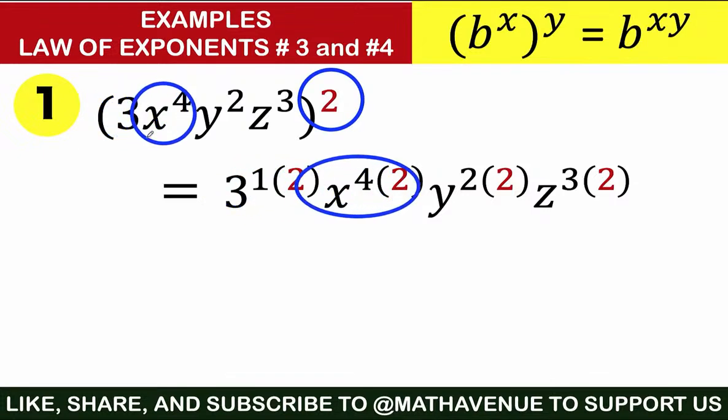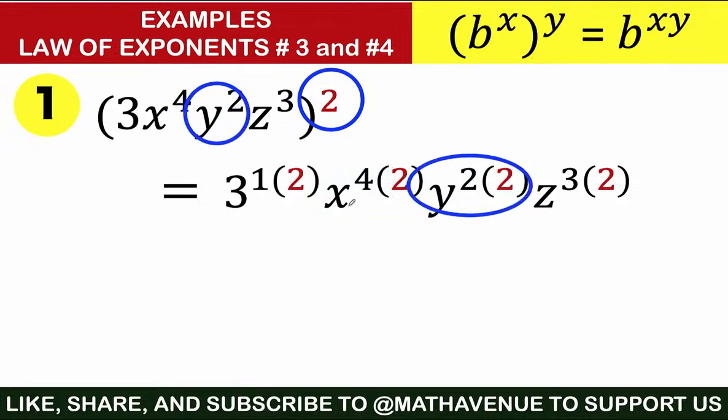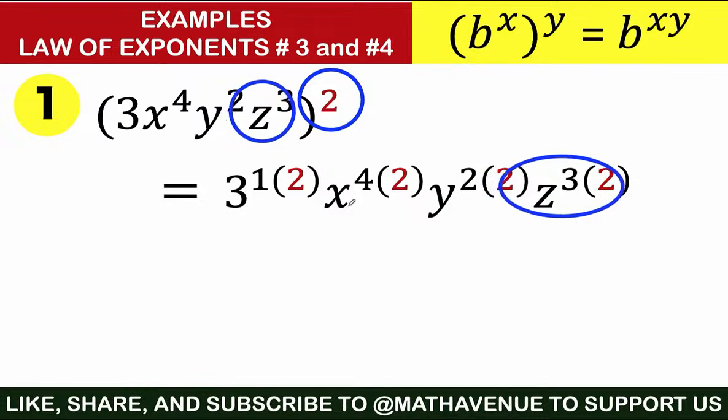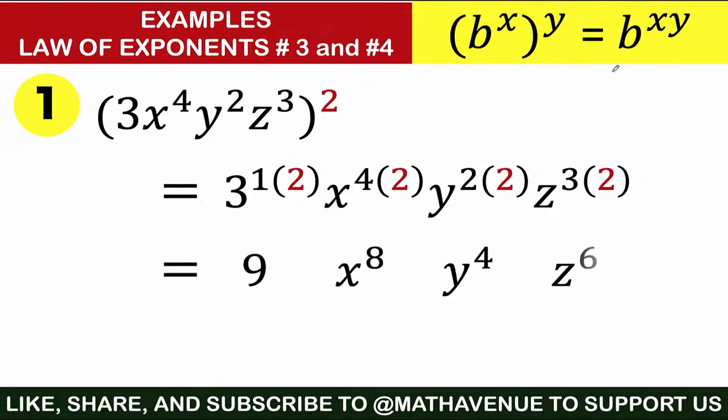Next is x to the 4th has an exponent 4, and you multiply it to this outside exponent 2 to get 4 times 2, and just copy the base. The same thing happened for y squared, that becomes y to the 2nd times 2, and for c cubed, that becomes c to the 3rd times 2. That is applying this law of exponent number 3 and number 4. Then the rest is just simplification.